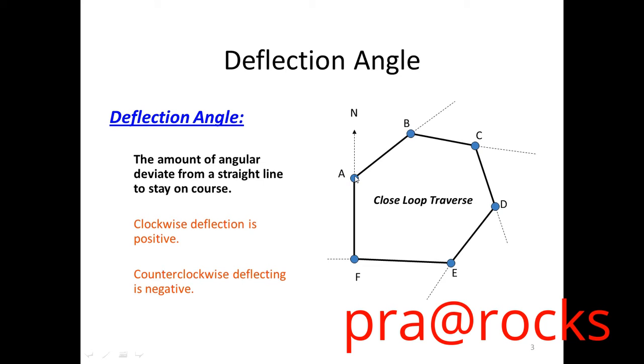But that's what a deflection angle is. It's the amount of deviation from a straight line to stay on course. Clockwise rotation, positive. Counterclockwise rotation, which is this direction, would be considered to be a negative deflection angle.